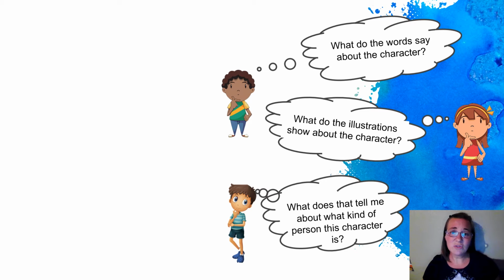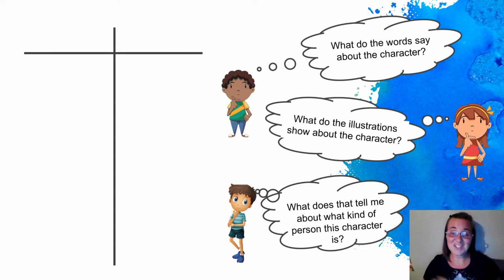Readers need to keep track of their thinking. One way that you can do that is to make a T-chart. We've been using T-charts a lot during this unit, so I know you're an expert at it by now. For this T-chart, I want you to label one side words and one side illustrations. This is where we're going to jot down what the words say about a character and what the illustrations show, so that we can create a character statement to tell what kind of person the character is.